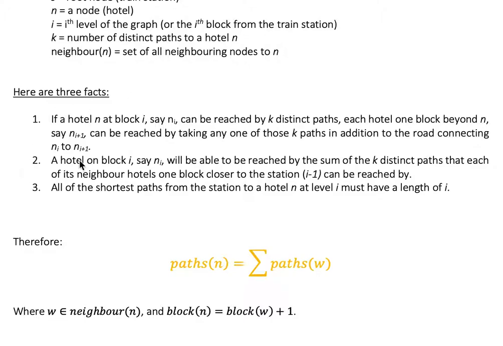A hotel on block i, say n of i, will be able to be reached by the sum of the k distinct paths that each of its neighbouring hotels one block closer to the station, at i minus 1, can be reached by. And all of the shortest paths from the station to a hotel n at level i must have a length of i. And therefore, with w being a neighbour of n one block closer to the station, we have that the number of paths leading to n are the sum of the number of paths leading to all of the neighbours of n that are situated one block closer to the station.